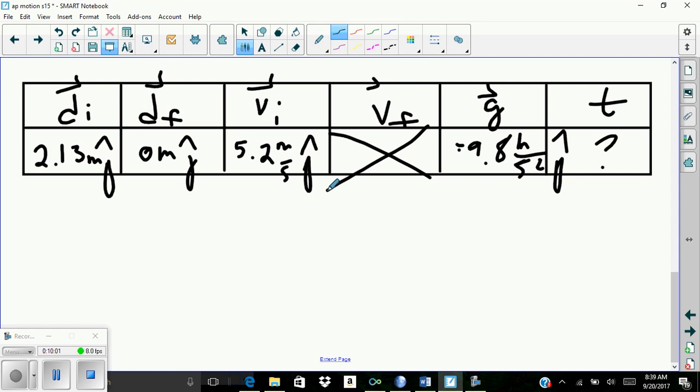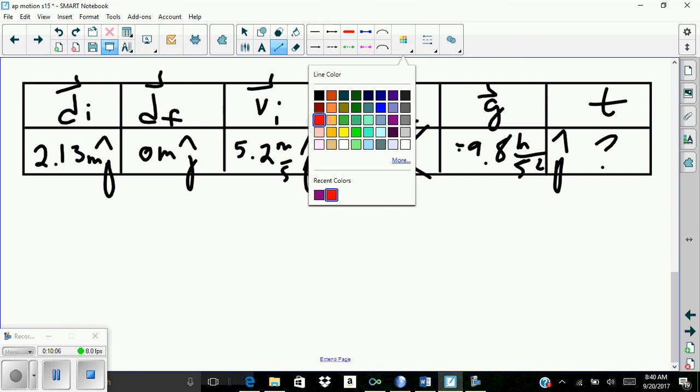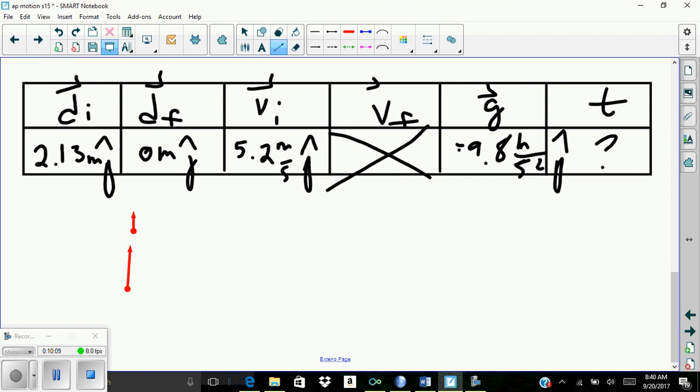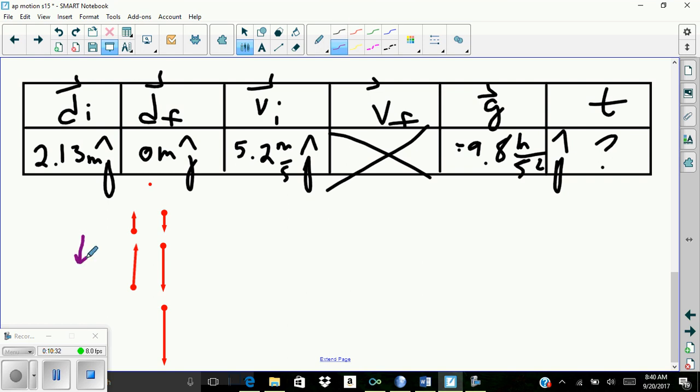Okay, motion diagram. This gets a little tricky, so let me show you. You're going to have your initial velocity, and then it's going to stop, and then it's going to start coming back down. Okay, notice from my motion diagram also that it does not have a zero final velocity. It gets longer and longer. Okay, my acceleration, I'm just going to draw it by hand. I apologize for my sloppiness. Okay, so there you go.